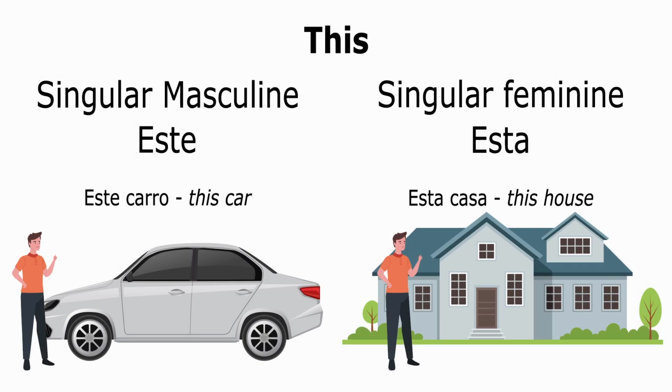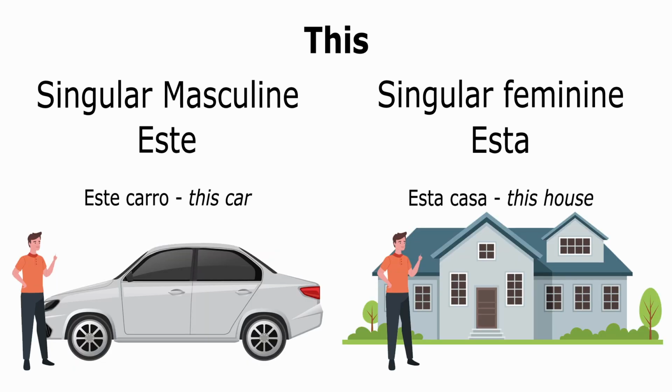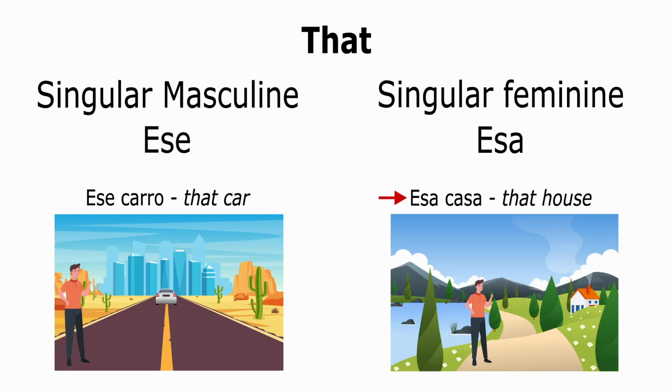Today we're going to learn two very important words in Spanish, esto and eso. You already know words like este, esta, ese, and esa. These are called demonstrative adjectives. They always come with a noun. For example, este carro, this car. Esa casa, that house.